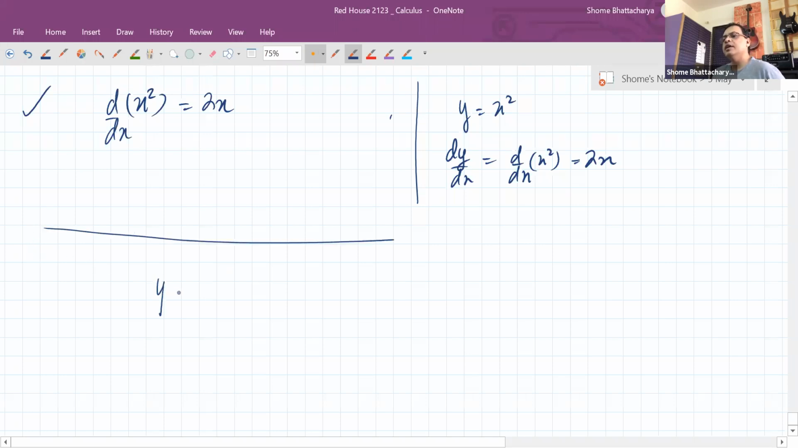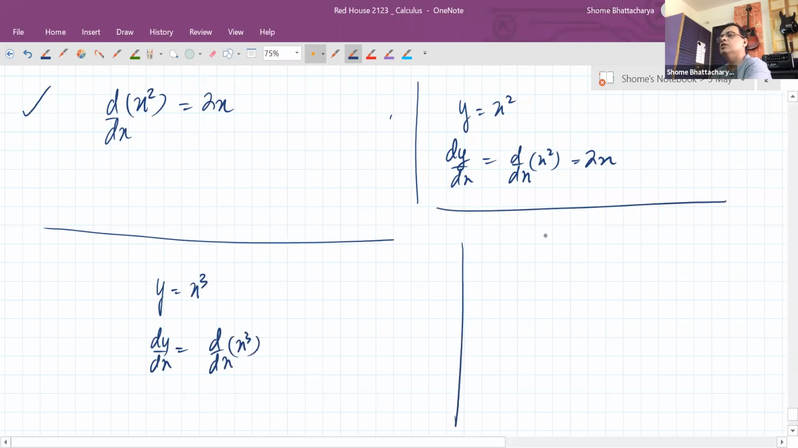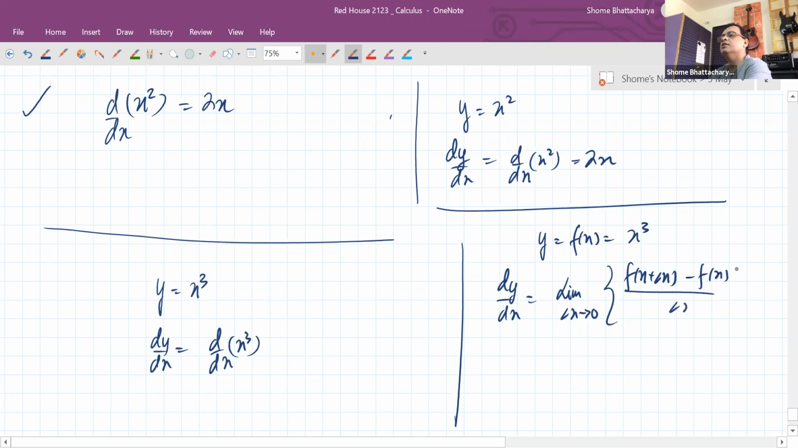Now, for example, if we had y is equal to x cube, how would we get this differentiation of x cube? Think of a similar method now. Yes. I would have to use this relation that the function is x cube. So differentiation of the function is defined as the limit delta x tending to 0, f of x plus delta x minus f of x upon delta x. This is the basic definition, right?